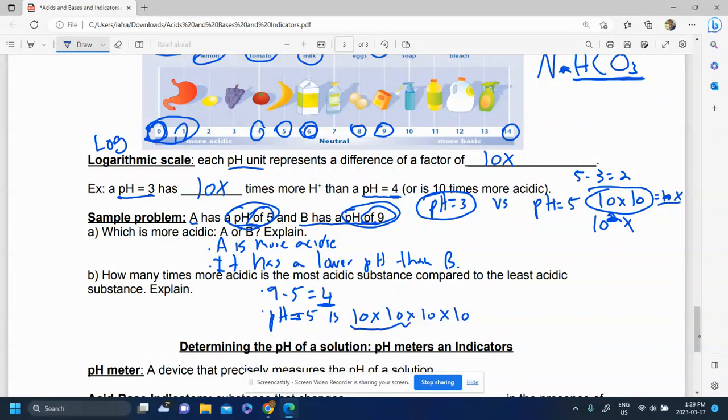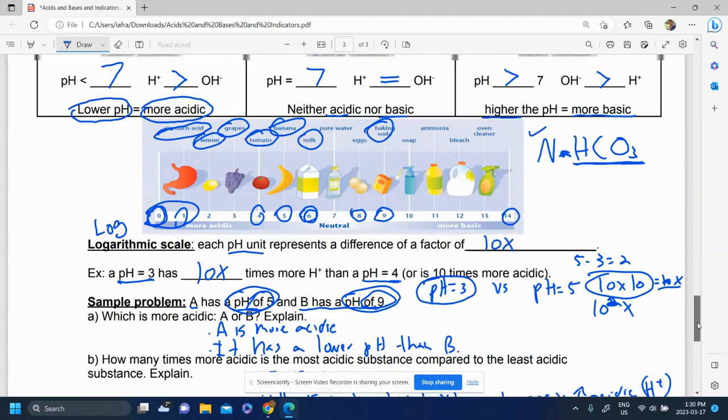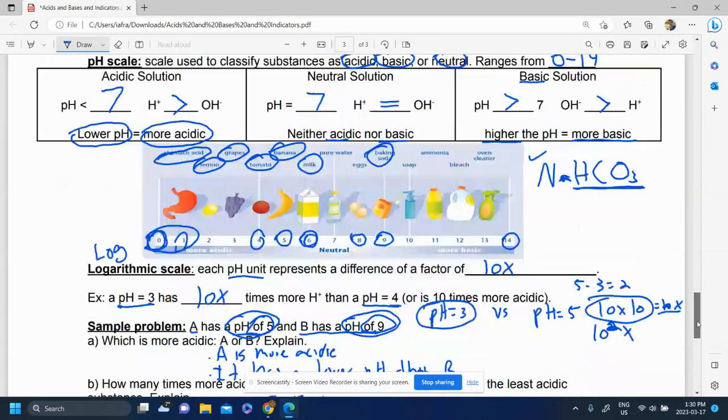This you could have just written as 10 to the power of 4 times more acidic. So essentially, you're looking at 10,000 times more acidic, more H+, compared to the pH of 9. Because 10 times 10 is 100, times 10 is 1,000, times 10 is 10,000. Or in other words, 10 to the power of that difference. And that would be how you could compare acidic and basic solutions to each other based on their pH.